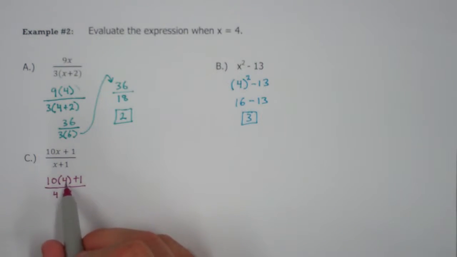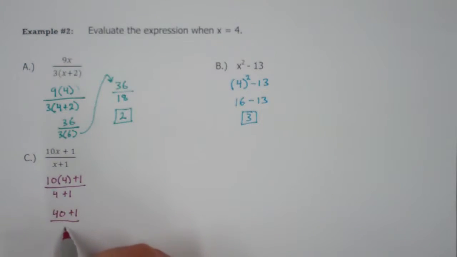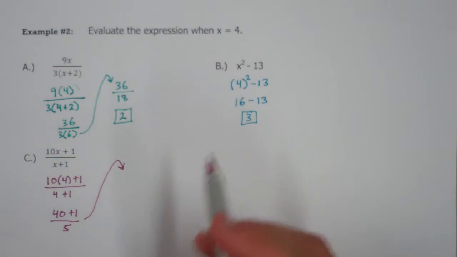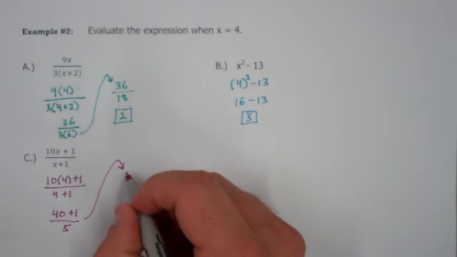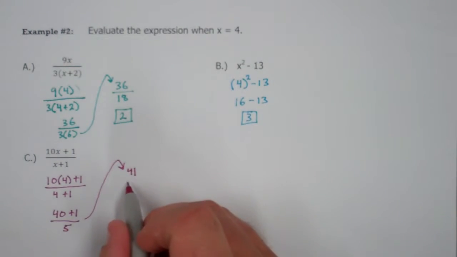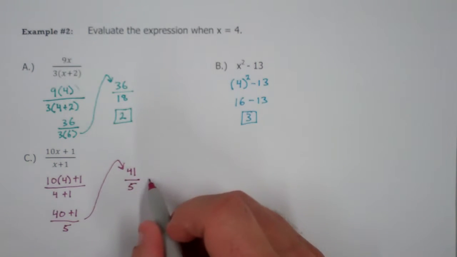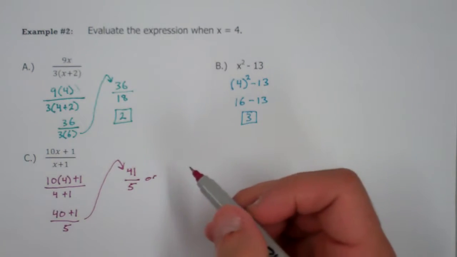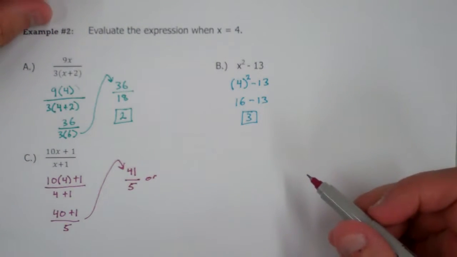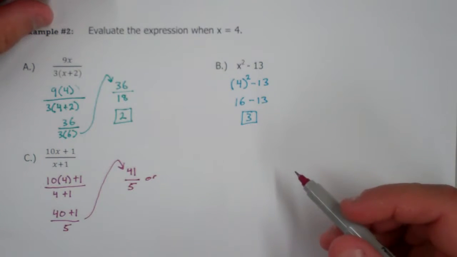So 10 times 4, we want to do that first before we do any addition. 10 times 4 is 40. Then we'll add 1. And in the bottom we've got 4 plus 1, which is 5. We'll continue that up here. So 40 plus 1 in the numerator is 41. And that's divided by 5. You definitely can leave your answer like this. If a problem that you have in real life, yes, you might use this in real life.